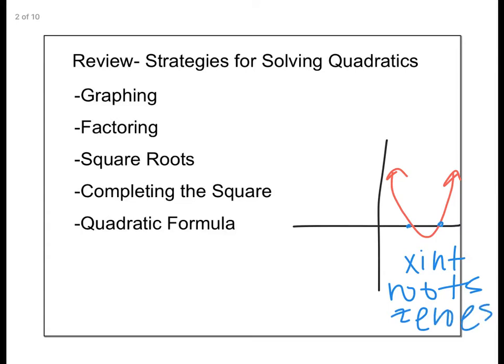We had 5 strategies we learned when we were studying this unit. First was to graph your quadratic. If it's already graphed, it's super fast to figure out your solutions. Factoring is another strategy. Square root was the third. Completing the square was the fourth. And the quadratic formula was the fifth. You will get the quadratic formula on the semester 2 final, so you don't have to have it memorized.